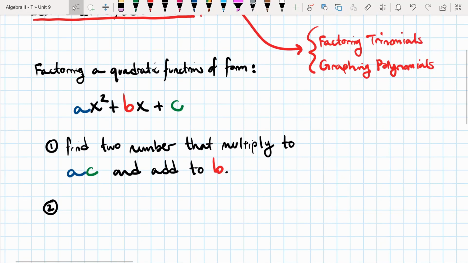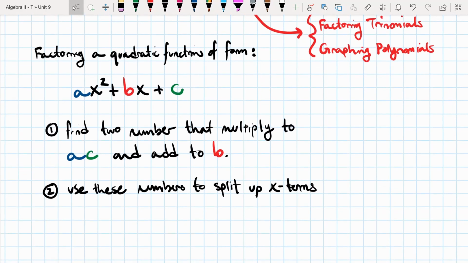Once you do that, you're going to use these numbers to split up the x terms. The x term, I'll say, meaning the linear term of the trinomial. So in this case, this would be the b times x.